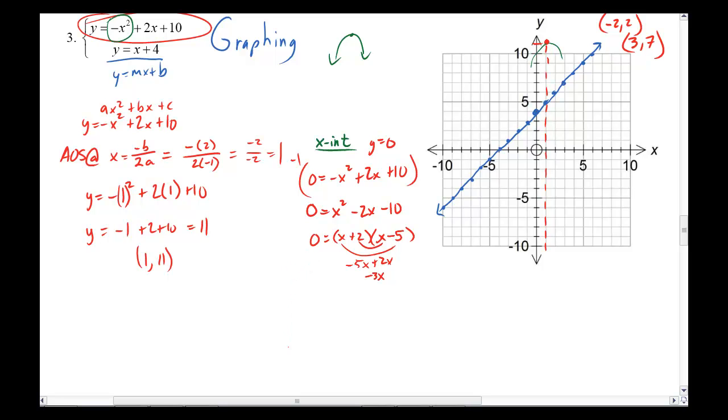So what does that mean? I'm going to have to use a quadratic formula. X equals negative b plus or minus square root b squared minus 4ac all over 2a.